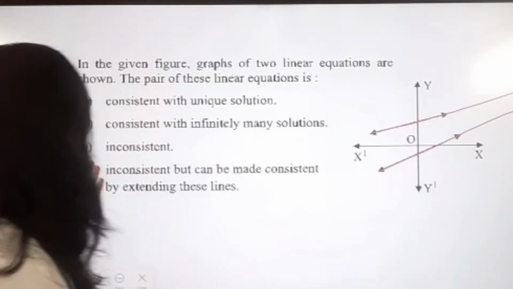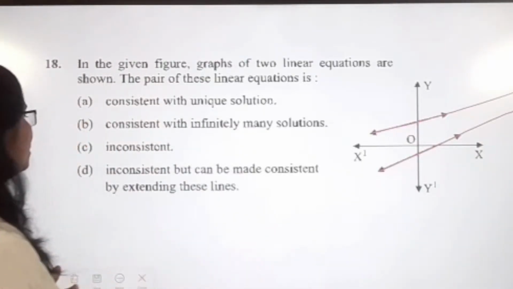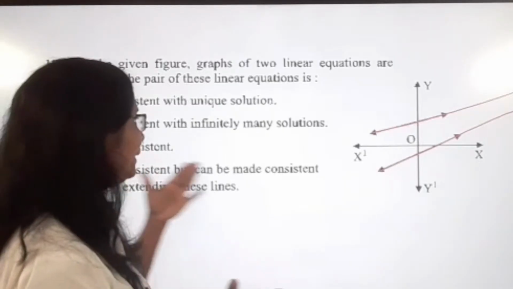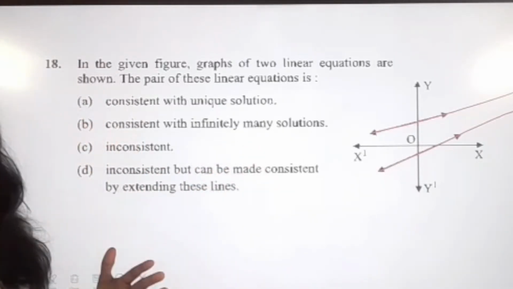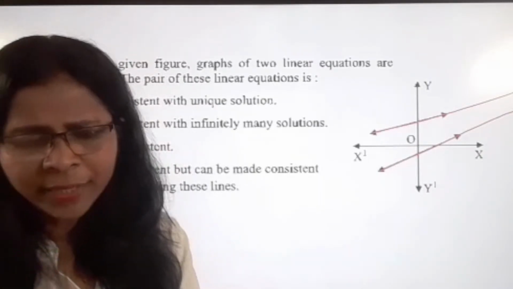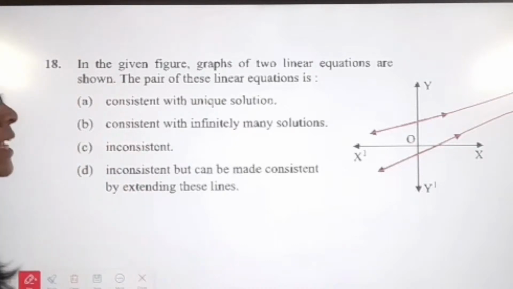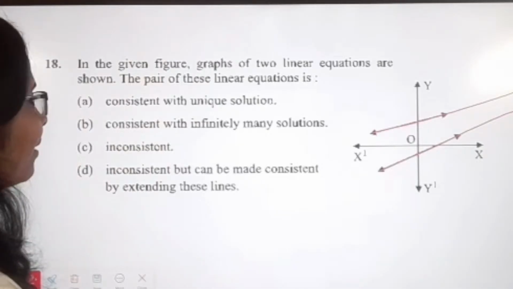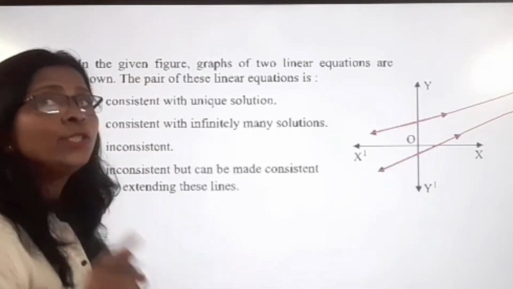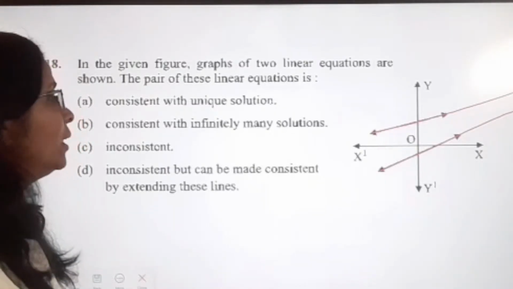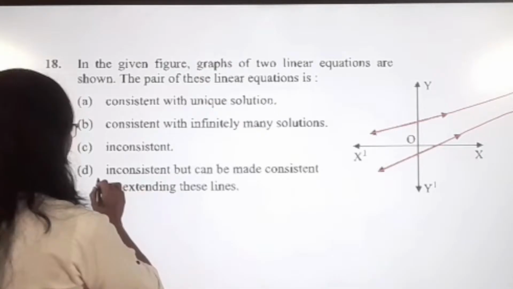Okay, so that one is consistent with a unique solution. It is not possible to be consistent with a unique solution, because these are intersecting lines. Students, if the lines are intersecting, then that should be inconsistent.